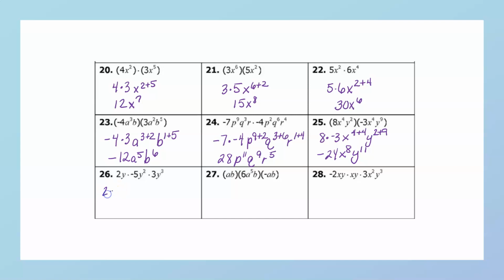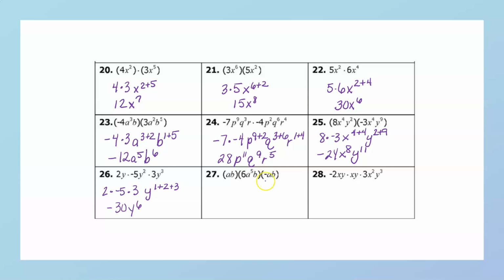Here I have 2 times negative 5 times 3, y to the 1 plus 2 plus 3 power. So 2 times negative 5 is negative 10, times 3 is negative 30, y to the 1, 2, 3, 4, 5, 6 power.